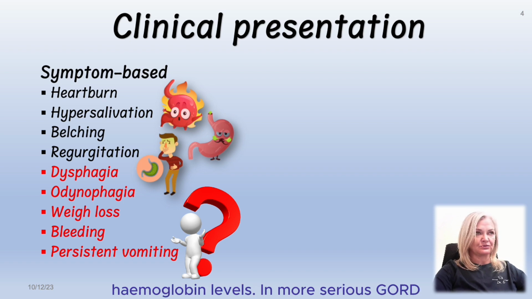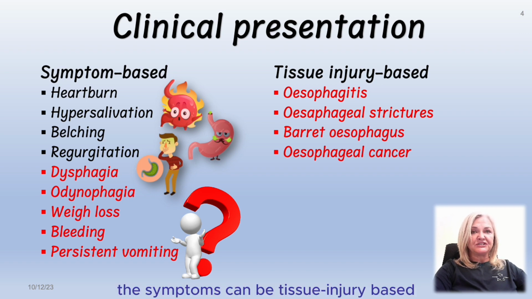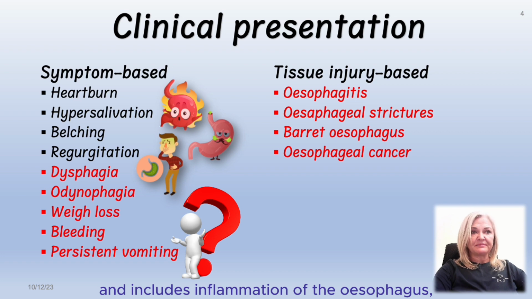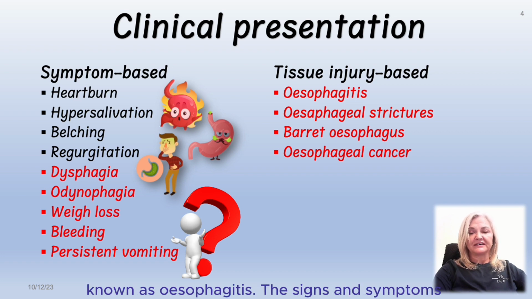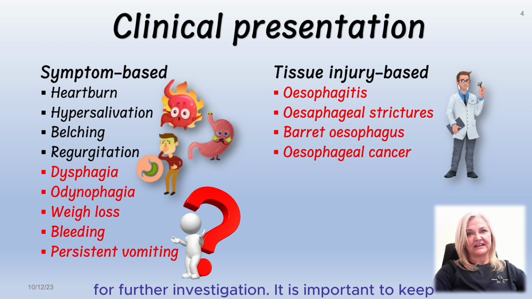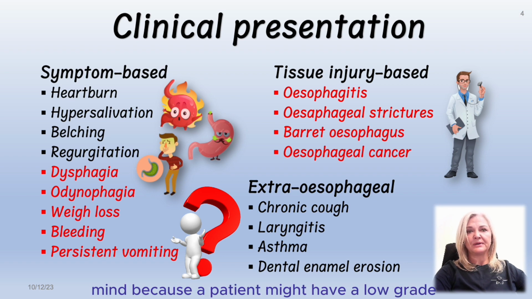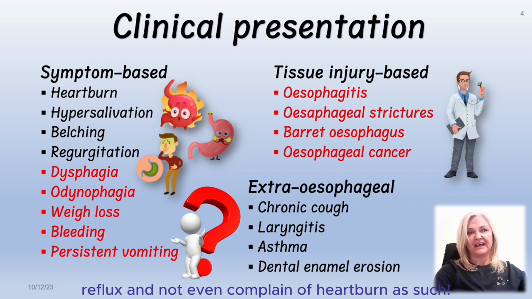In more serious GORD, the symptoms can be tissue injury based and include inflammation of the esophagus, known as esophagitis. The signs and symptoms in red require referral to a medical doctor for further investigation. It is important to keep the extraesophageal signs and symptoms in mind because a patient might have a low-grade reflux and not even complain of heartburn as such.